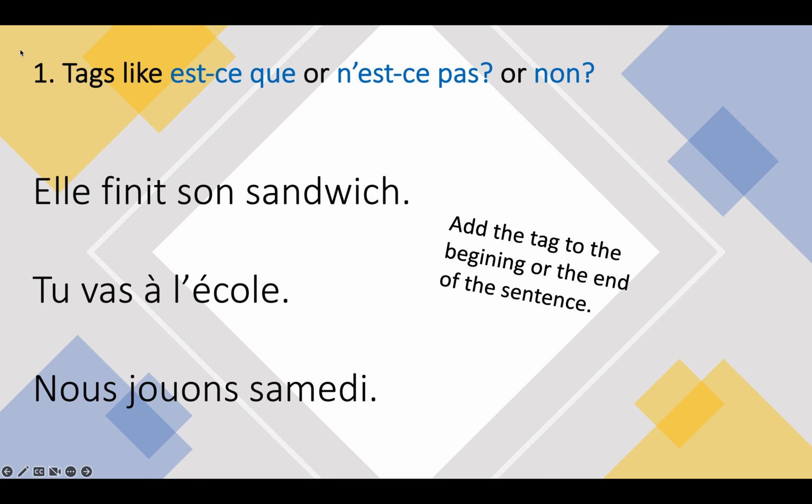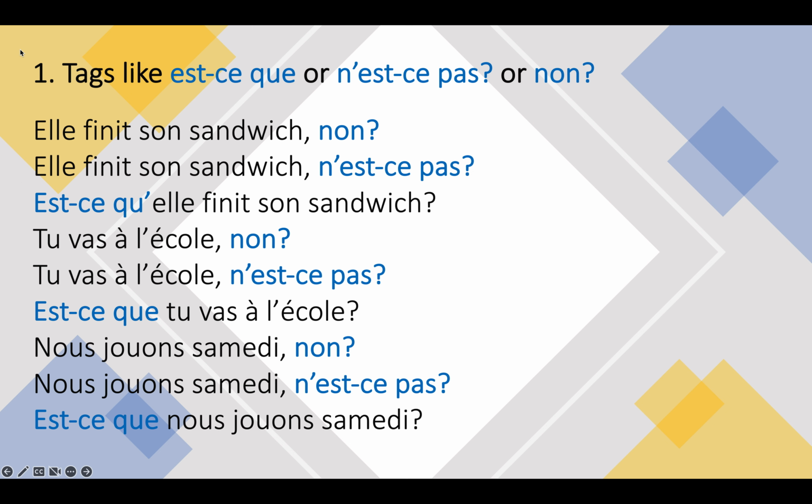The next way is we can use tags. We do it in English too. We can use a tag like right or eh. So I'm sad, right? Or I'm sad, eh? She's finishing her sandwich, right? Or she's finishing her sandwich, eh? So we can use tags in French. We could put est-ce que at the beginning, or we could put n'est-ce pas or non at the end.